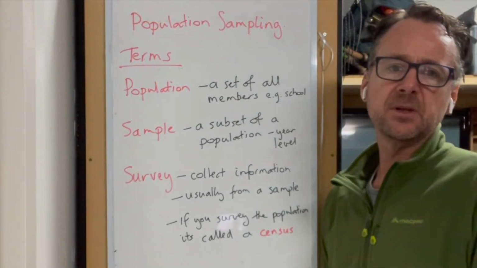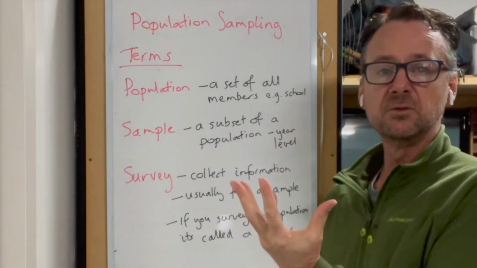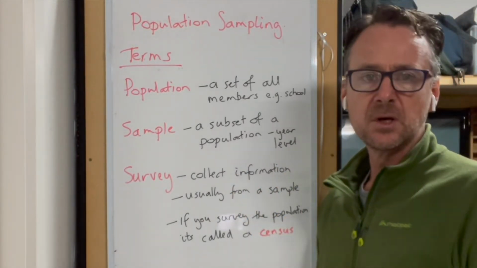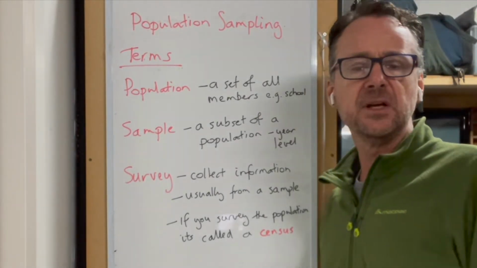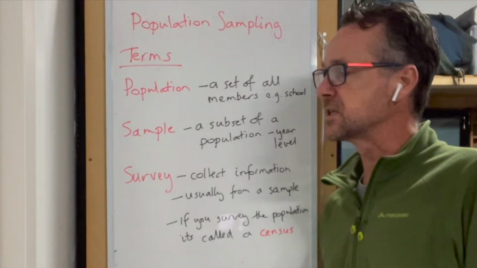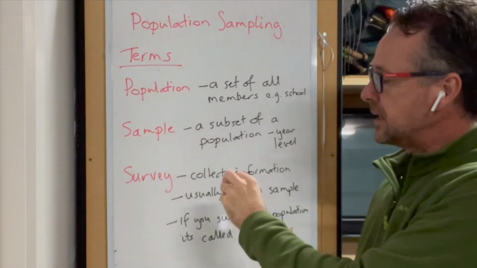Now, within that population, there'll be subsets. So for example, at a school, it might be your year level, it might be gender groups, it might be house groups, it could be ages, it could be hair color, any sort of thing where you can group people, and each of those smaller groups is called a subset. And we refer to that as a sample.